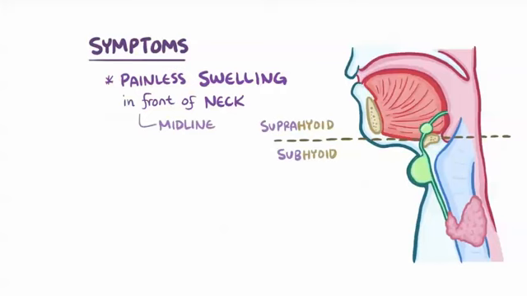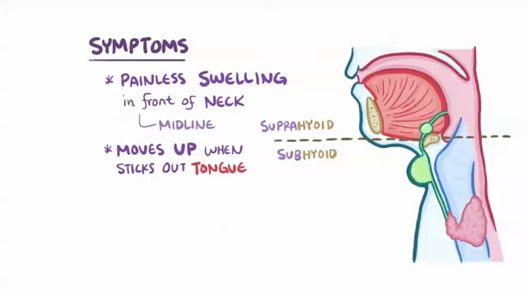Because of its connection to the tongue, the thyroglossal duct cyst moves up when a person swallows or sticks out their tongue. Also, the cyst might appear red and be painful if the cyst gets infected.